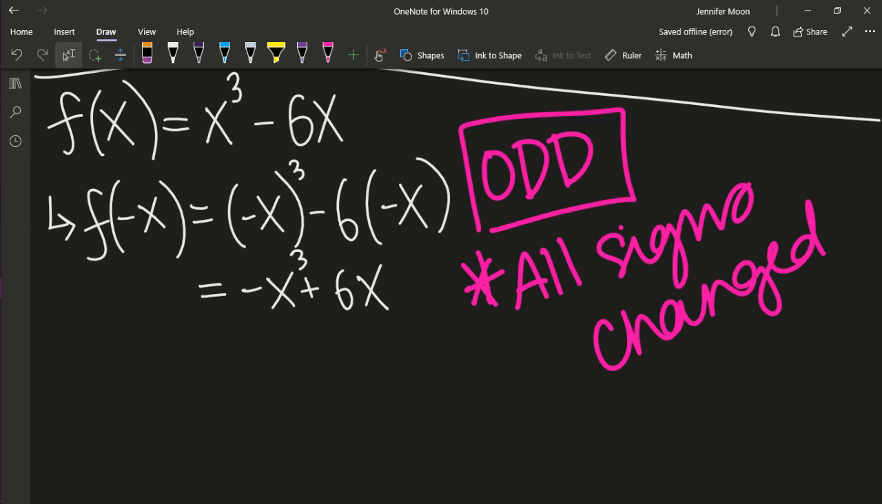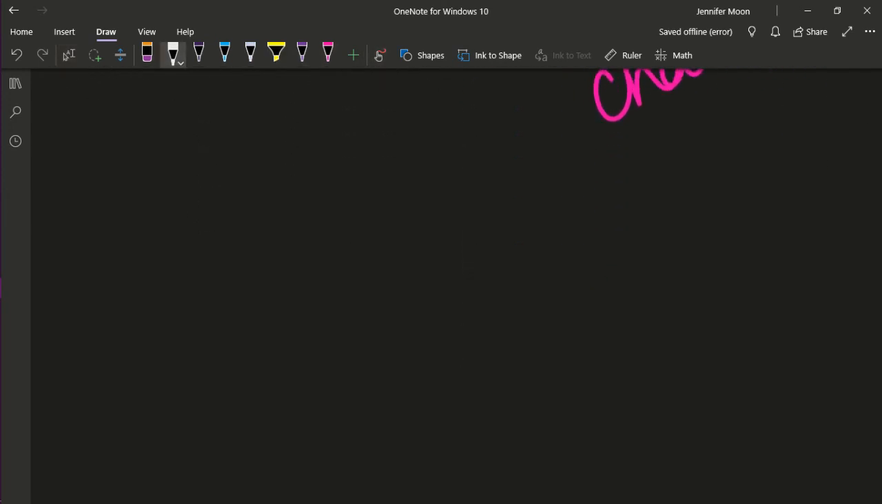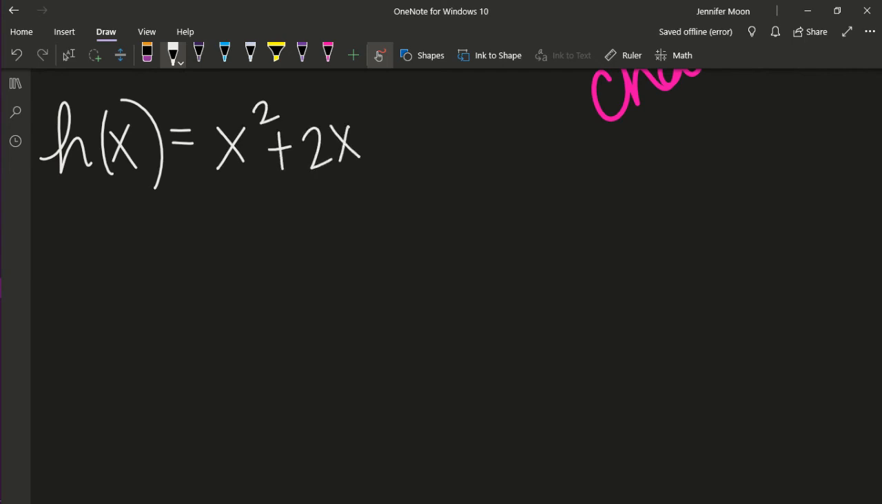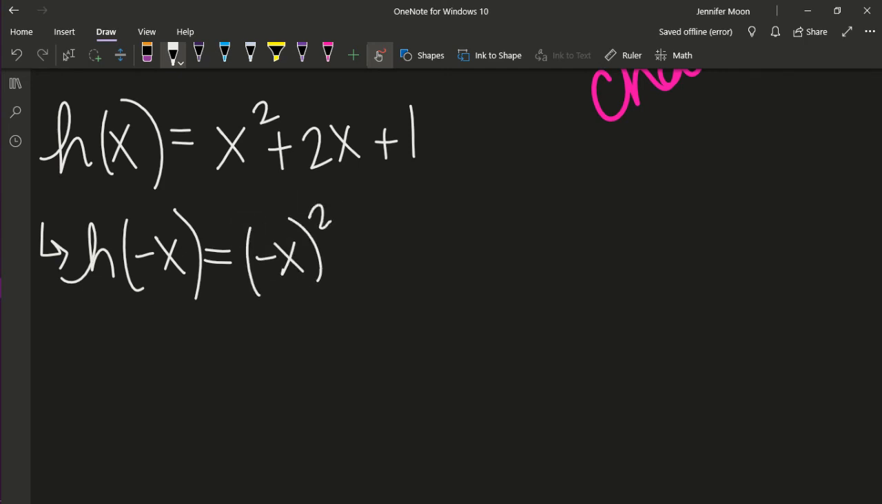Okay, so let's do another example. Say they give us h of x, and the function we're given is x squared plus 2x plus 1. So I know the only way I can determine whether or not this is an odd, even, or neither of those is to plug in a negative x. Wherever I see an x, I'm going to plug in a negative x.